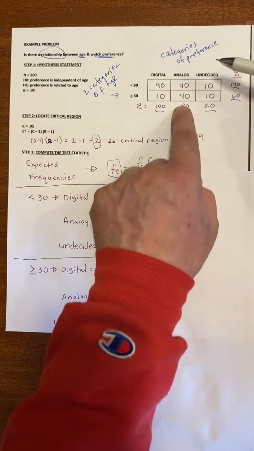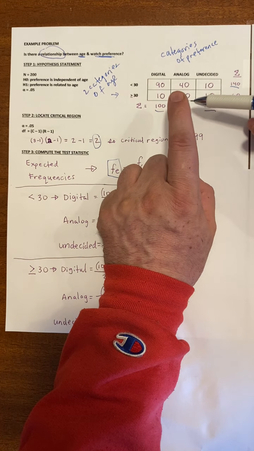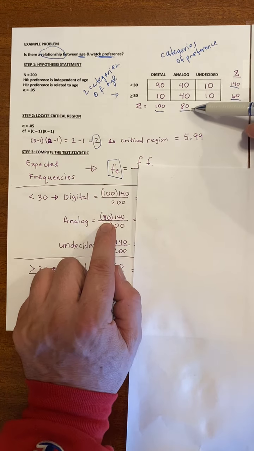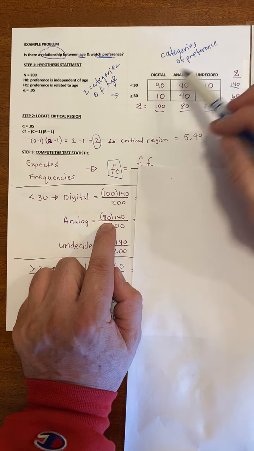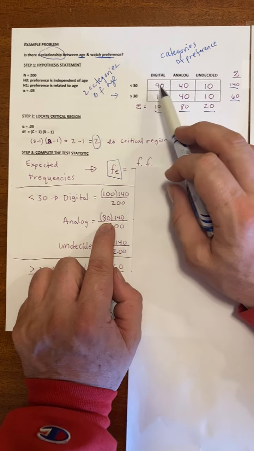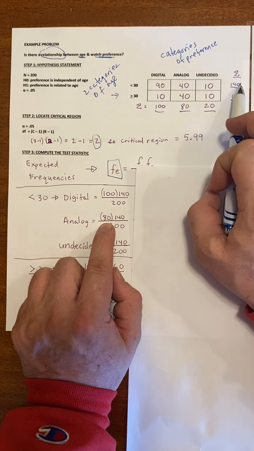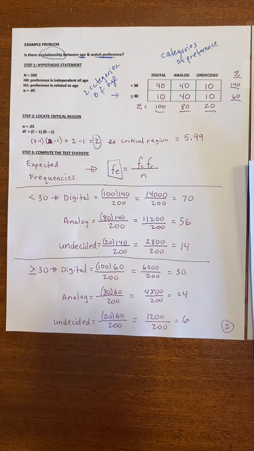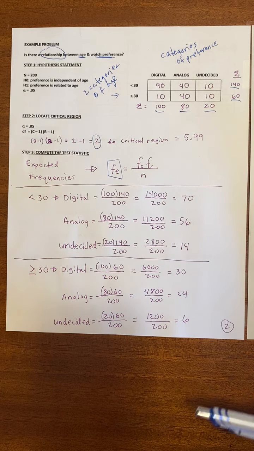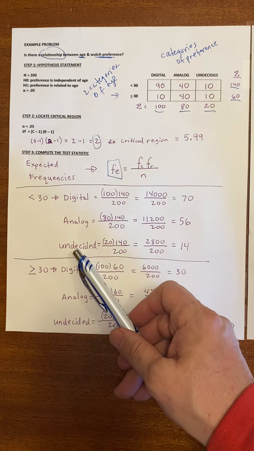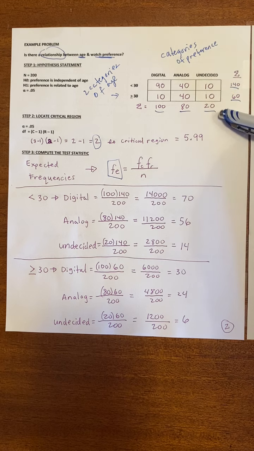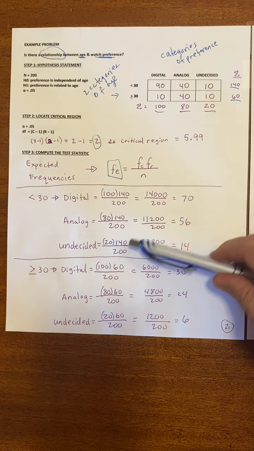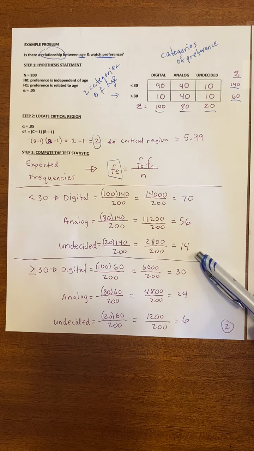Their FC, their column frequency, is 80. Their FR, their row frequency, is 140 over the N, so that gives us 56. I'll just run through all the numbers with you now. So we have the under 30 undecided. Their frequency for the column was 20, and their frequency for the row was 140 over the 200, so it gives us an FE score of 14.